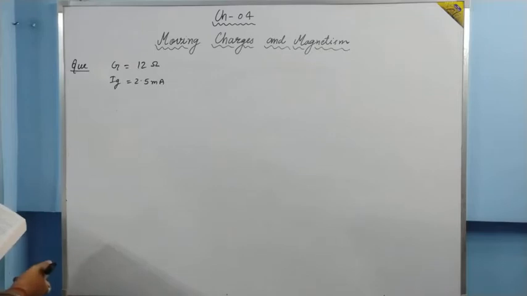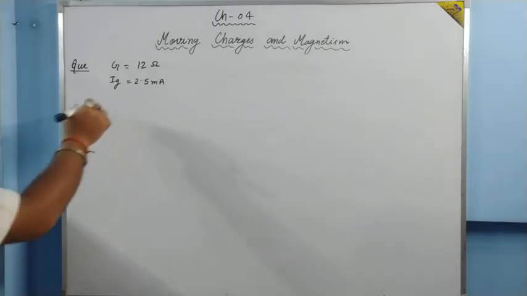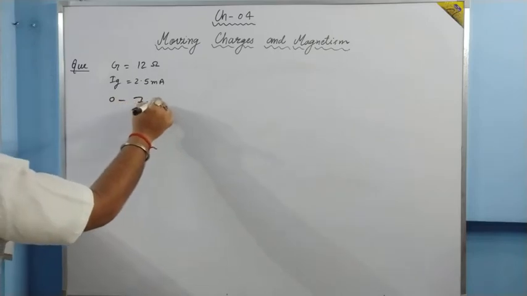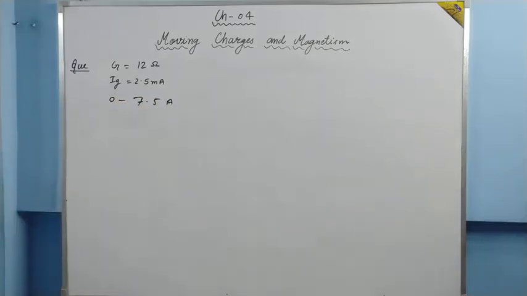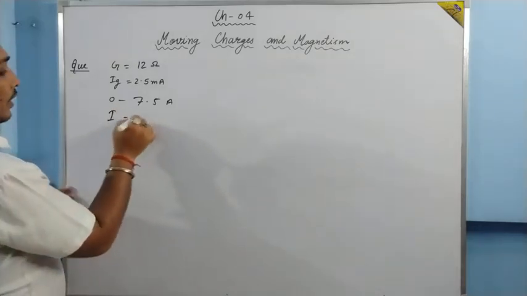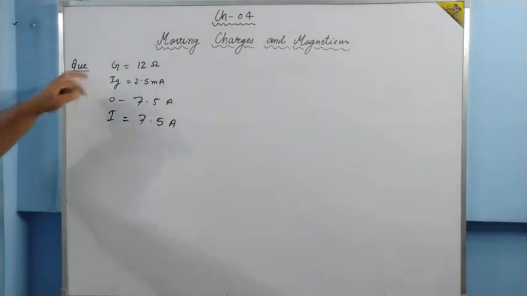How will you convert this meter into an ammeter which can measure up to 0 to 7.5 ampere current? You have to convert this galvanometer into an ammeter which can measure 0 to 7.5 ampere current. So basically here what we have to measure is 7.5 ampere. Now G is given, Ig is given, I is also given. What we need to find out? We need to find out the shunt resistance.